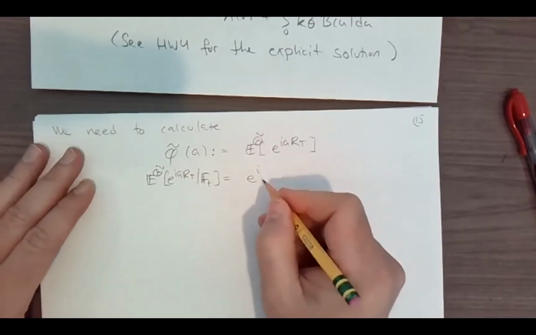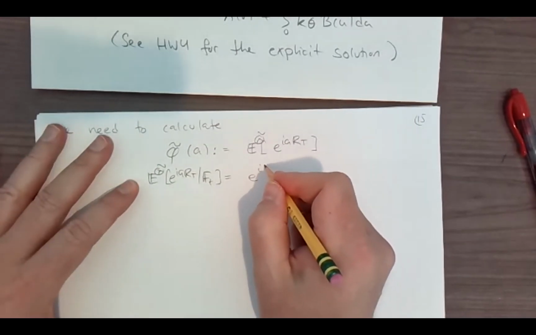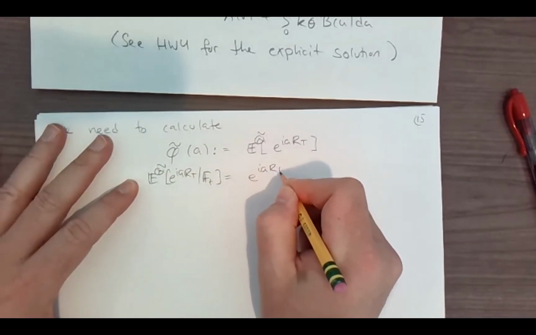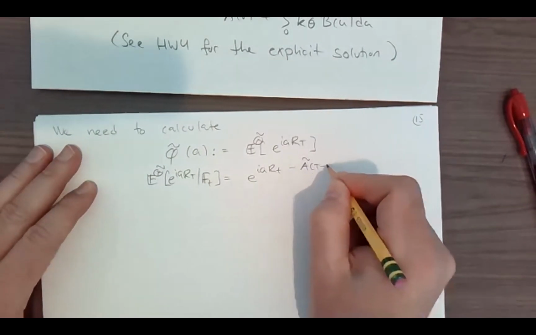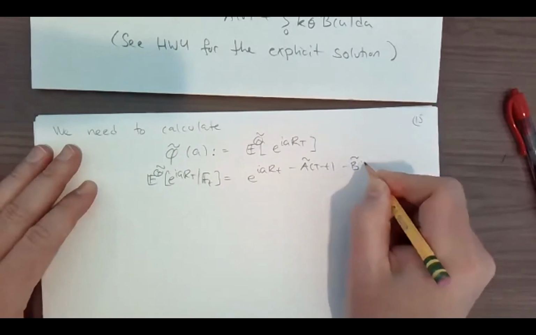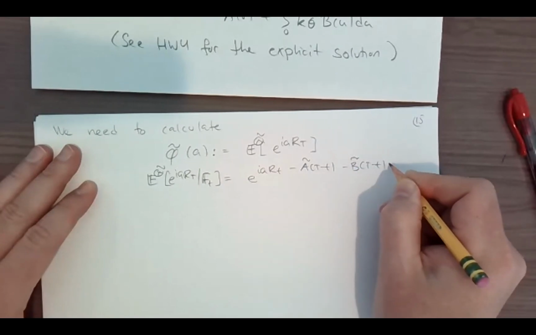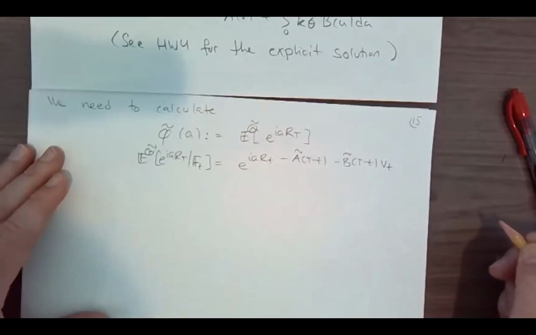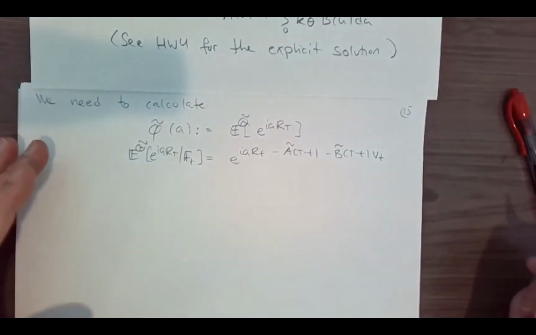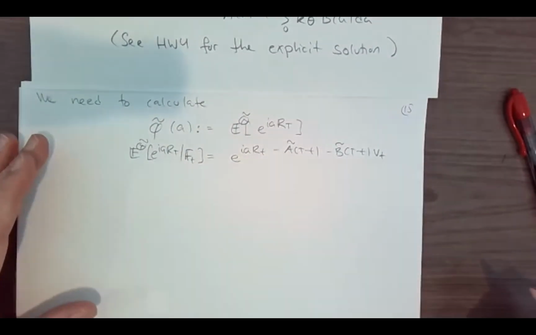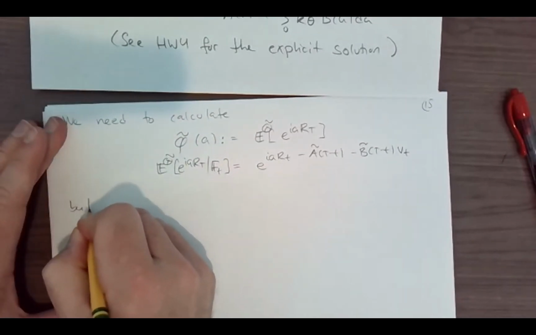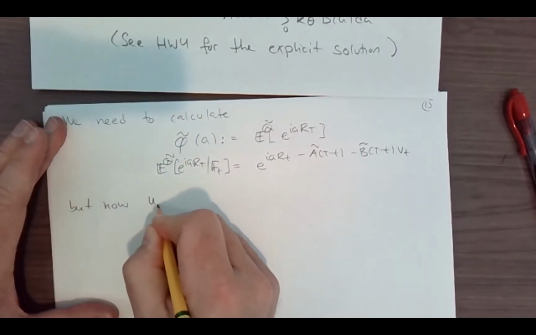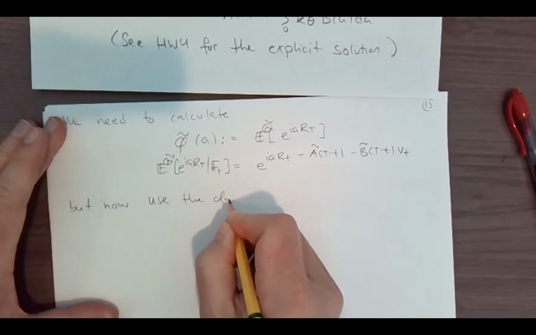and we're going to make the ansatz, so the guess that this is e^{iAR_T}, and then the two functions, they're going to be different, but the way that we find them is going to be similar. And the only difference is when you look at the dynamics of R and V, those are going to be different, right? So now use the dynamics.